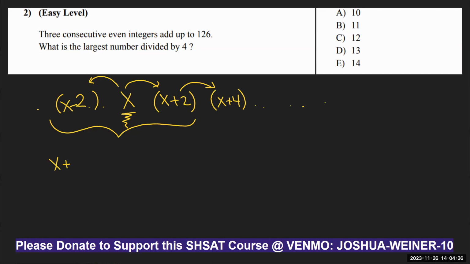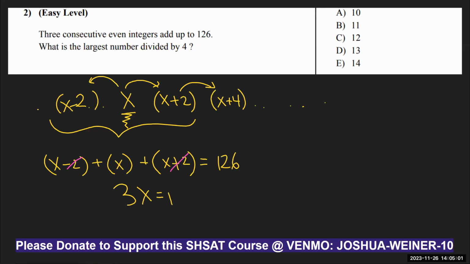So if we add them together, x minus 2 is the first number. The middle number will be x. And the number that comes after that will be x plus 2. But if you look carefully, what's nice here is that -2 cancels +2. And then we have x plus x plus x, or 3x, equals our sum, 126. Divide by 3, and we get x equals 42.